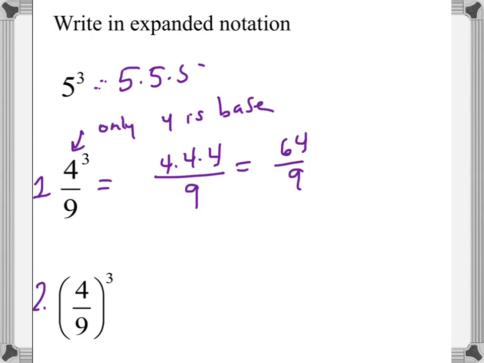Our only purpose is to really show you what it looks like in exponential form and what it would translate to in expanded form. This right here would translate to 4 times 4 times 4 over 9 times 9 times 9. So, again, the difference is where you put the parentheses. The first one didn't have parentheses, so the only base for the exponent 3 is the number 4. Whereas this one had parentheses, so the entire fraction is the base.